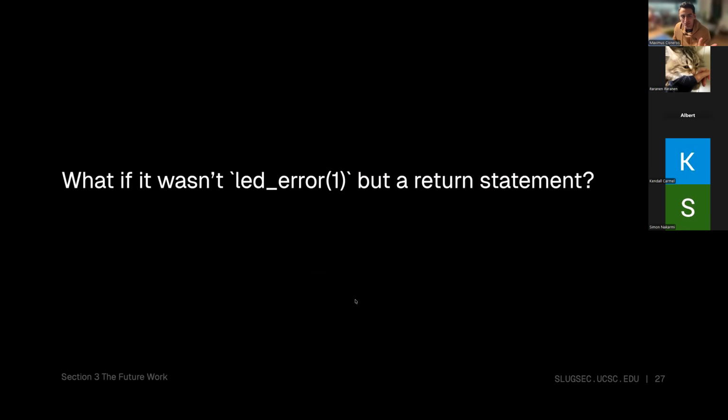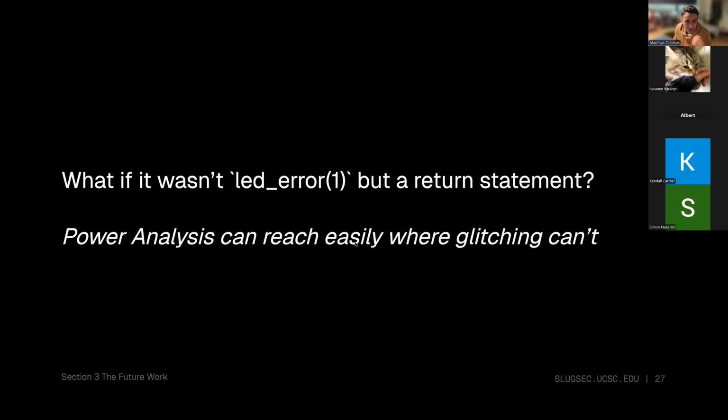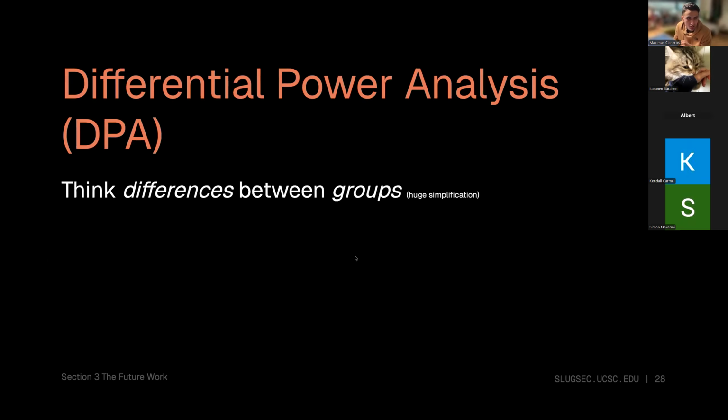What if it wasn't LED error one, but a return statement? In which case, this all breaks down. You can't really get around the return statement or some other function call that jumps out of the current function, right? Power analysis can reach easily where glitching can't at times. That's what I want to showcase here: sometimes glitching doesn't work as well as power analysis can. So going forward with that observation, I'm now going to introduce DPA.